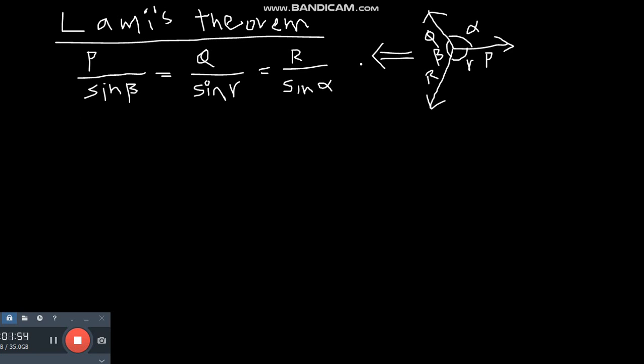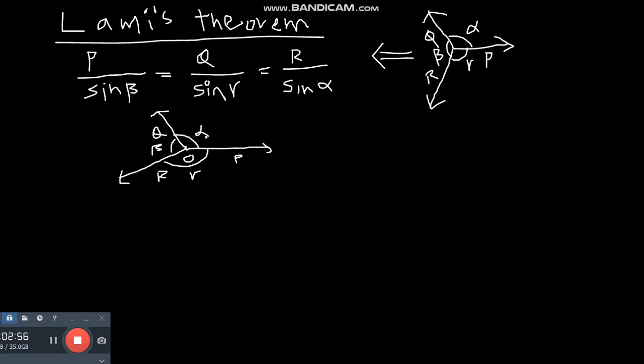Here I am drawing a picture like this. Take for example, this is R, this is P, and this is Q. Three forces are acting and they are concurrent. Suppose I am taking this point as O. The angle between these I am taking as gamma, the angle between these two as beta, and then the angle between this I am taking as alpha.